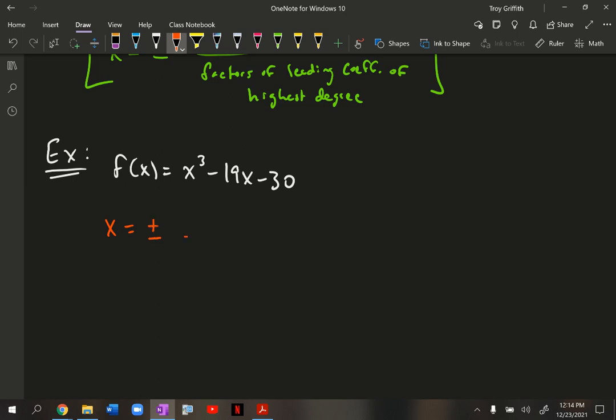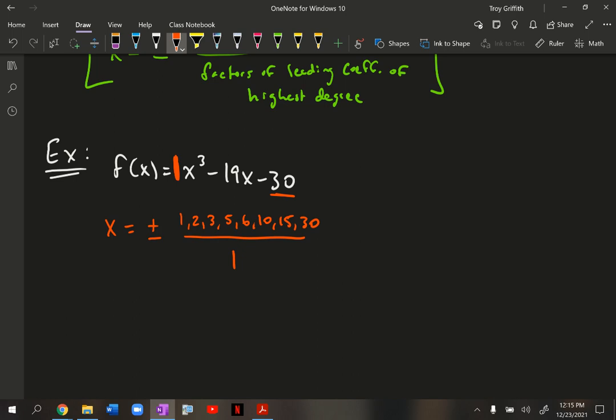So what I mean by that is we're going to list out all the factors of 30. That's the factors of the constant. That's going to go up on top. So it's going to be 1, 2, 3, 5, 6, 10, 15, and 30. And then on the bottom, we're going to list out all of the factors of the leading coefficient of highest degree. Well, that's easy because there's just a 1 out here, and the only possible factor of 1 is 1.